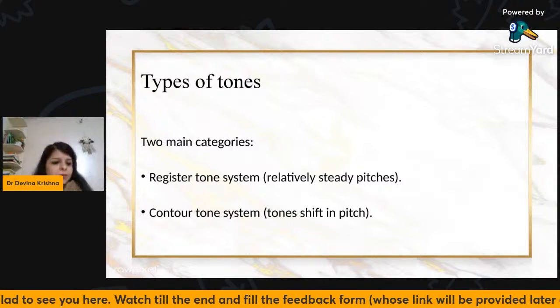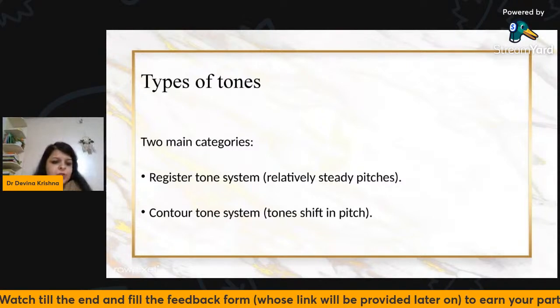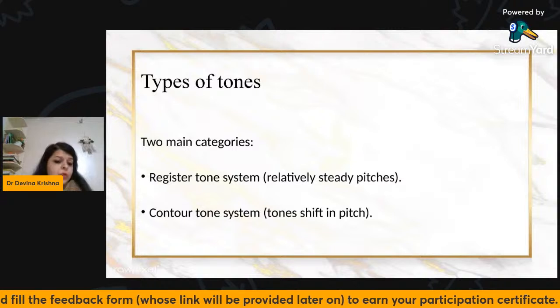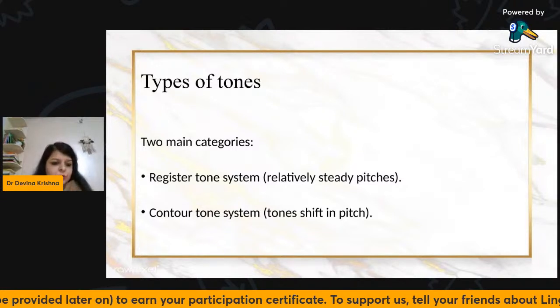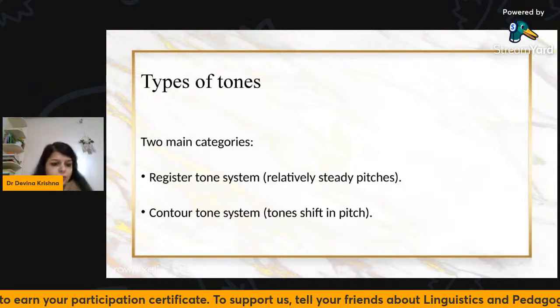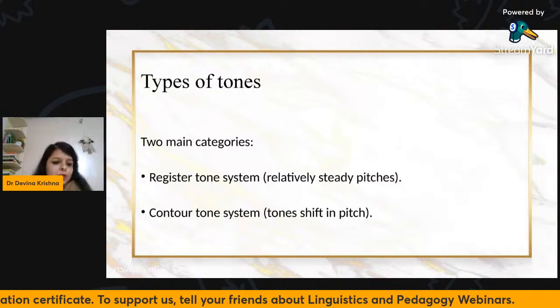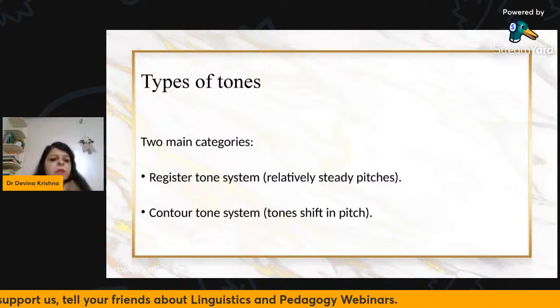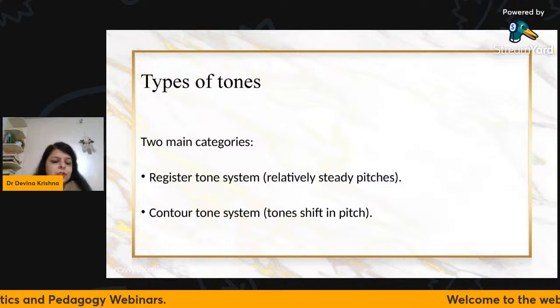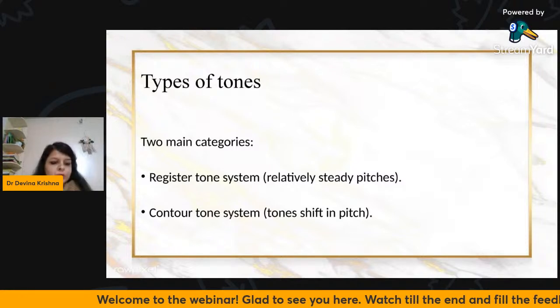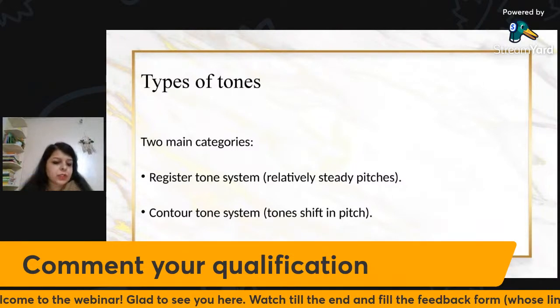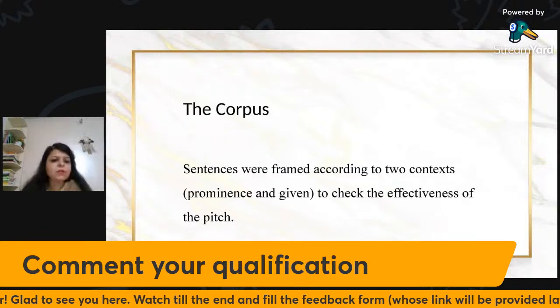What my research stated is that it has a contour tone also. I found a contour tone system, and there were instances of some steadiness also. I could see in some words the steady pitches were also there. So it is a combination. And a contour tone system is something which is also found in the Punjabi language. So the tone shifts or glides from one tone to the other. So this is the second category of tones.